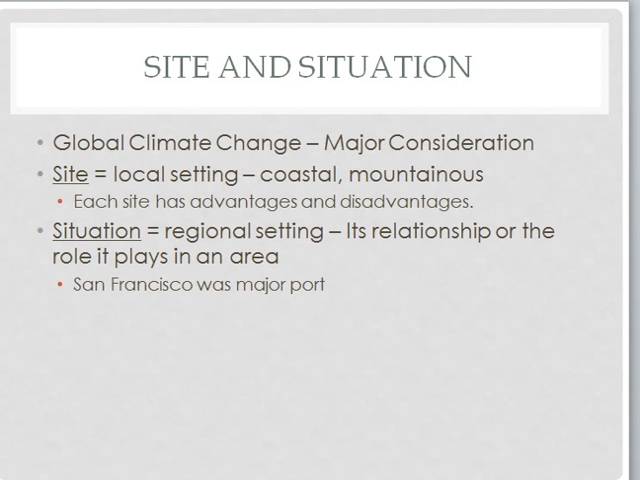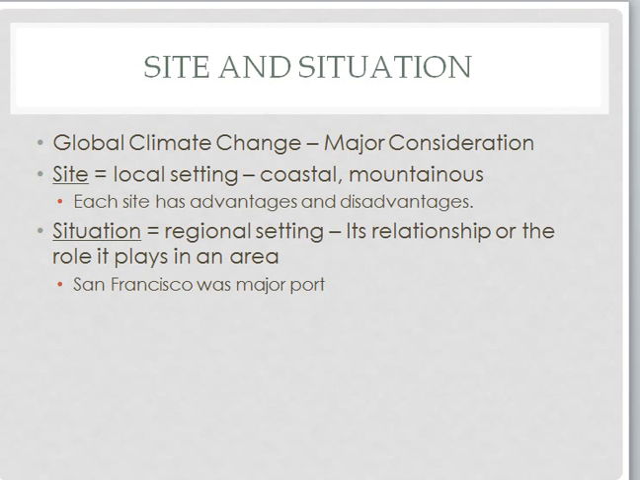So is it on a river? Is it coastal? Is it mountainous? And every site has advantages and disadvantages. Especially when we're looking at global climate change, we can think about Newport, Oregon as having a coastal site. And this is a great thing, and it got the NOAA National Oceanic and Atmospheric Center located in Newport, and yet it's going to have disadvantages as we look at sea level rise and as we think about earthquake damages along the coast.